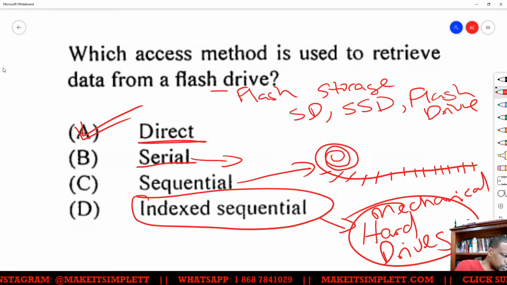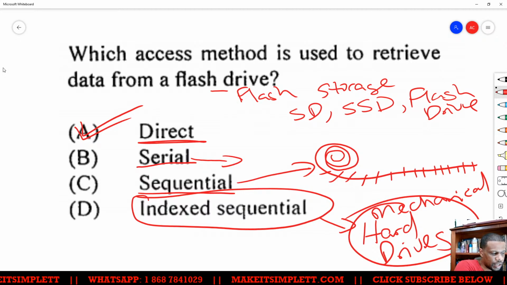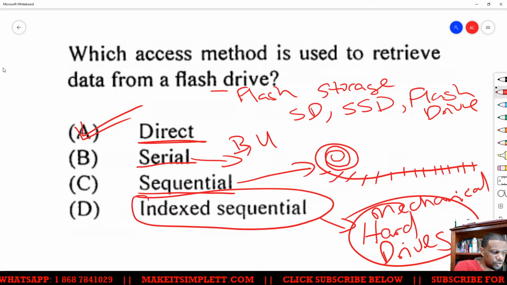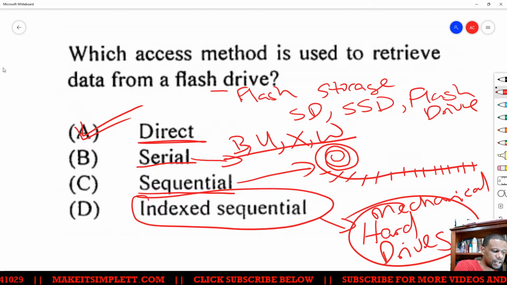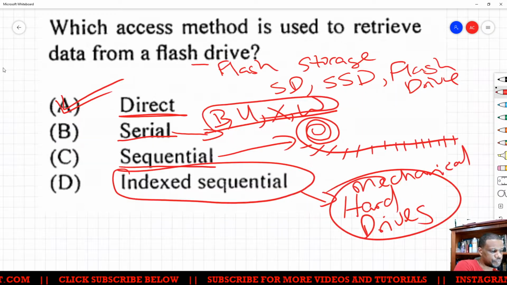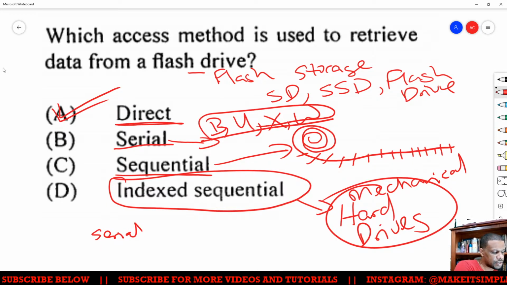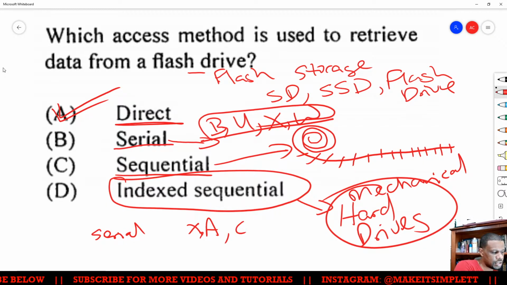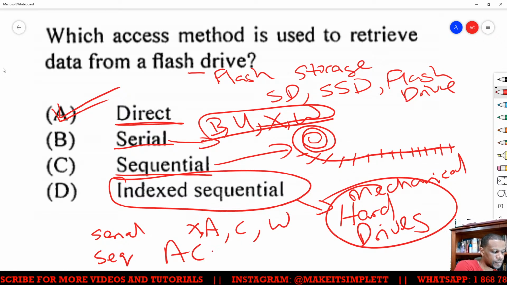Right, serial has no defined order. So serial is usually the order that you get it in. So if you get a person name that starts with B, then you get a name that starts with U, and then a name that starts with X, and a name that starts with W, serial will store it just like that. Sequential, however, will get all this information and then sort it in alphabetical order. So serial will get X, A, C, and W, and then sequential will put it in order, which will be A, C, W, X.